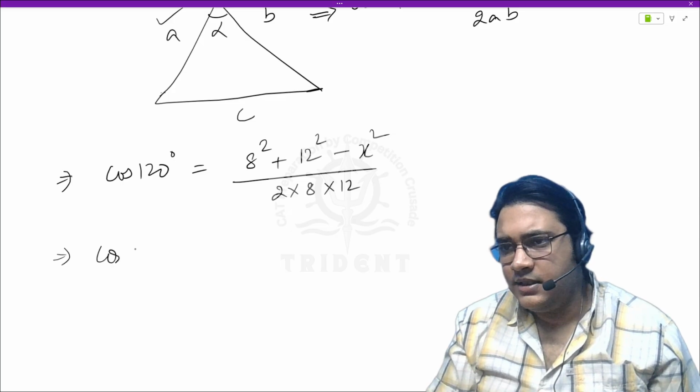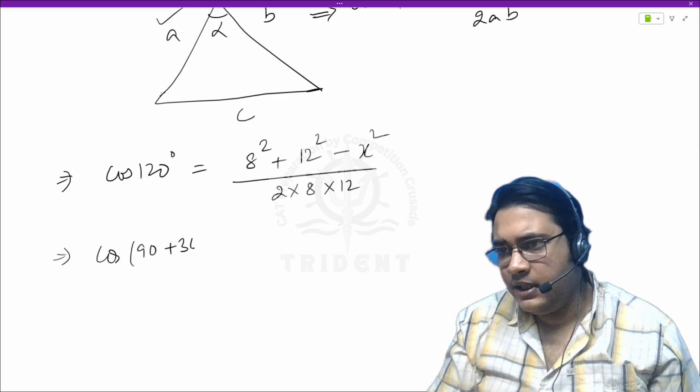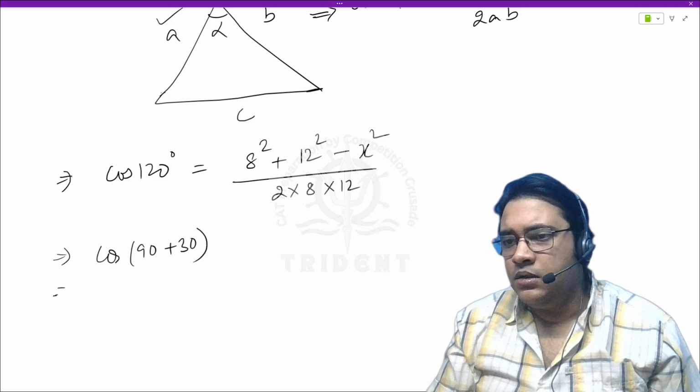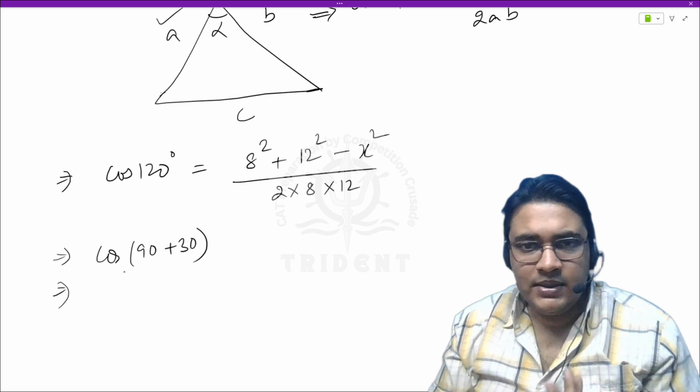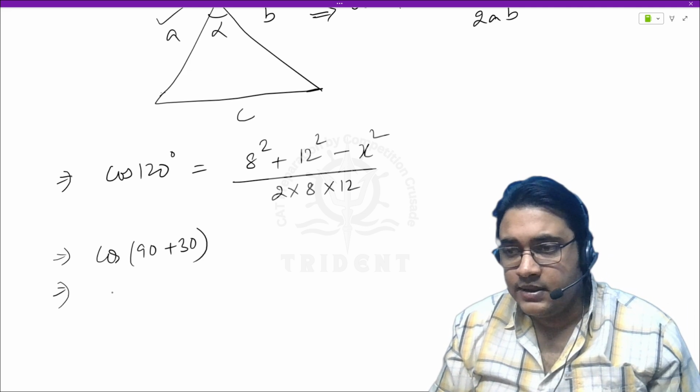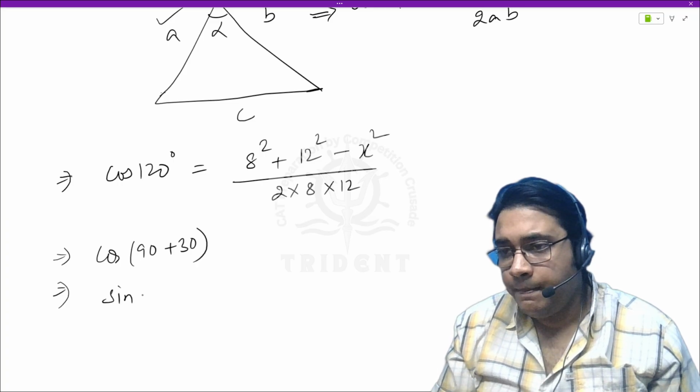You can write it like this: cos(90 + 30). For 90 plus theta there will be a change to sine, so it will become sine 30 degrees, but in the second quadrant, remember, so negative.